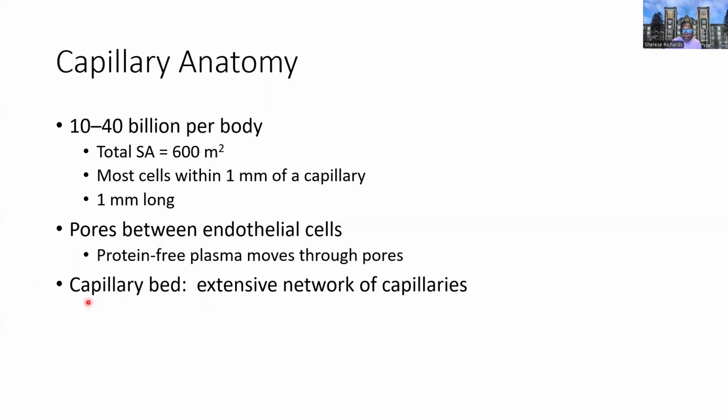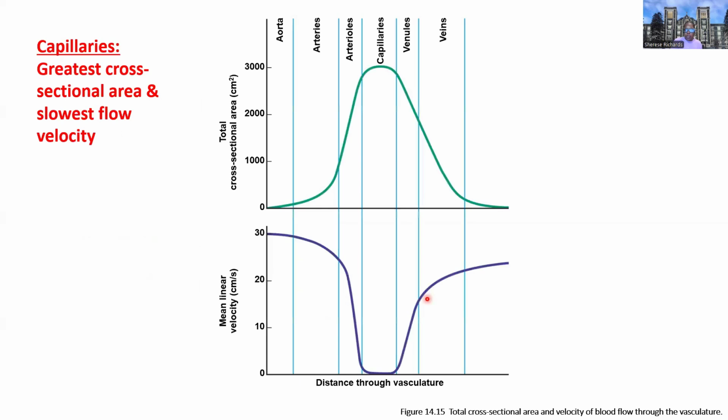And then looking at capillary beds, these are more extensive networks of capillaries, so much more expansive capillaries that are linked up together to create a bed that will usually feed specific organs or organ systems or structures. So capillary beds are much more complex networks.